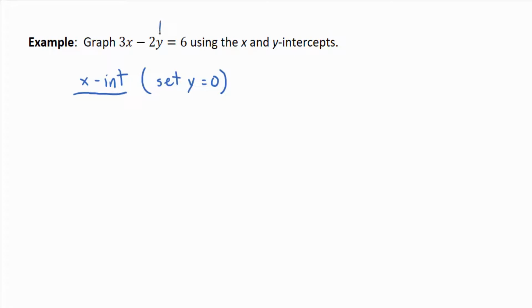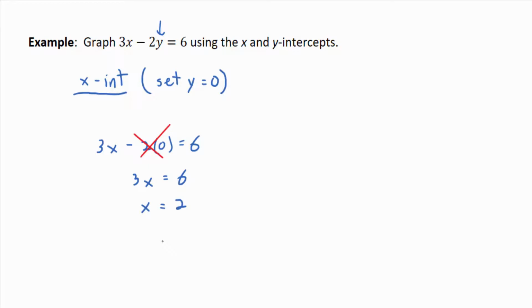Okay, so to get the x-intercept, set y equal to 0. That means I plug 0 in right there, so what happens? 3x minus 2 times 0? What's going to happen to that entire term? It's 0, so do you even bother considering it? No. And you get 3x equals 6. So what does x have to equal? If 3x equals 6, what does x have to equal? x equals 2. How did I get that? Divide both sides by 3.